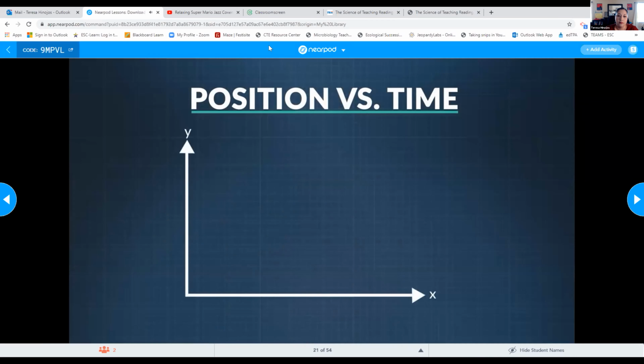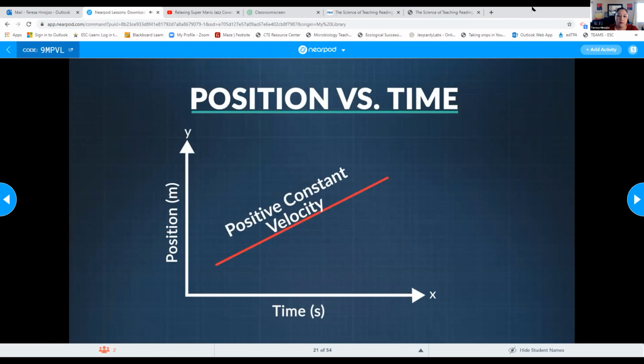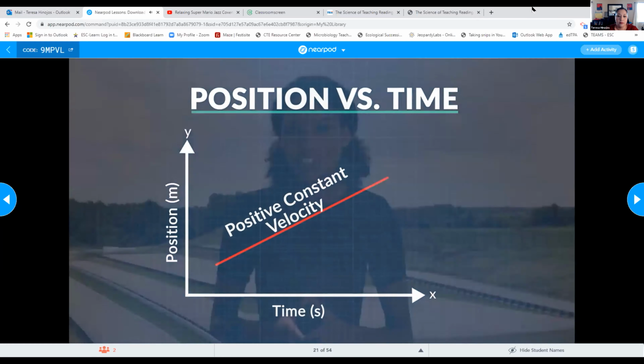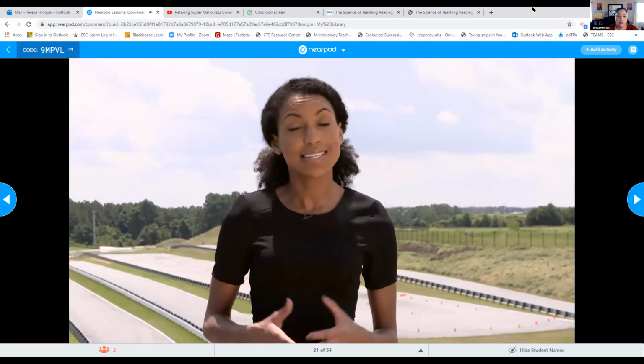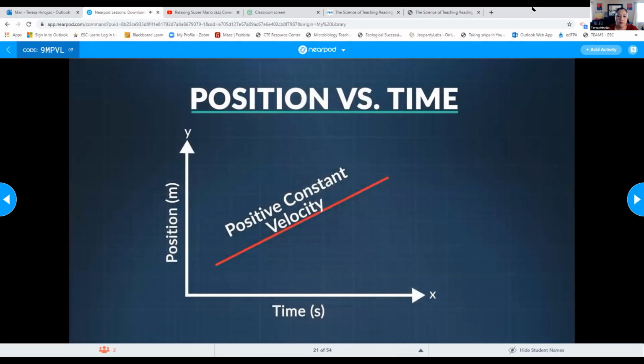If we have a position time graph, we can use it to learn about an object's velocity. In a position time graph, the time elapsed will be shown on the x-axis and its position shown on the y-axis. This graph shows a constant velocity, which on a position time graph looks like a straight line. By looking at the slope of the line in a position time graph, we can learn about an object's velocity. It makes sense that this object is moving at a constant velocity because the slope of the line is not changing. We're covering the same amount of distance in the same amount of time. We can calculate the constant velocity by finding the slope of this line.